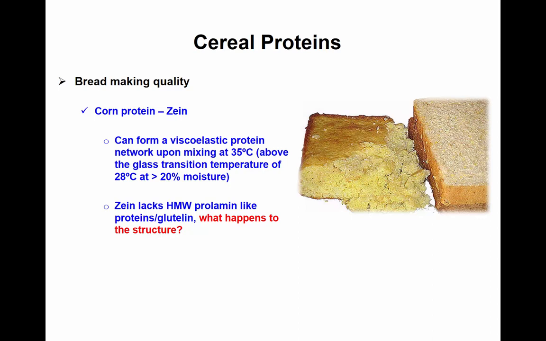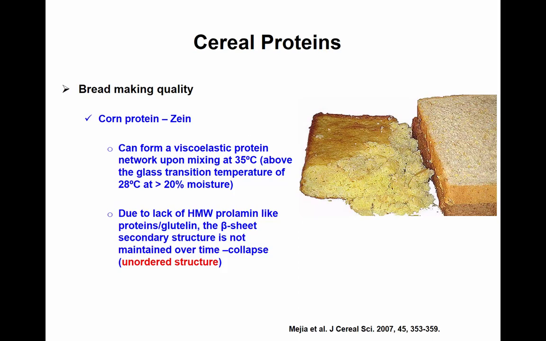Why? Because zein or corn protein lacks the high molecular weight prolamin-like proteins, in other words, your glutenin. So what happens to the structure is that you do not get a stable beta sheet secondary structure. It's not maintained, and it collapses when it's baked.